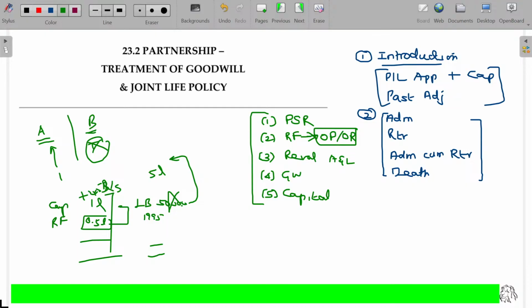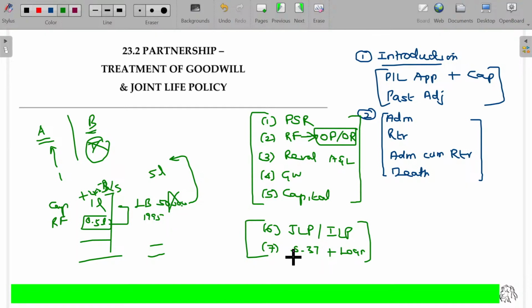Apart from that, you need to understand joint life policy as well as individual life policy. Sometimes it is applicable only in case of death or retirement. Only in the case of death, Section 37 will be applicable along with the settlement of loan. These two are related to the retirement case predominantly: Section 37 and the repayment of loan.